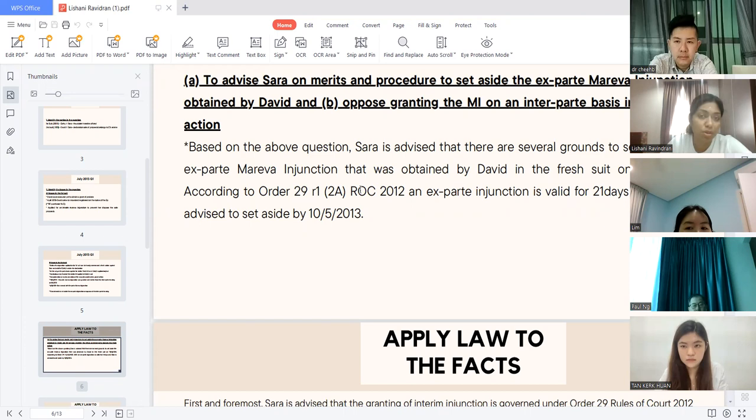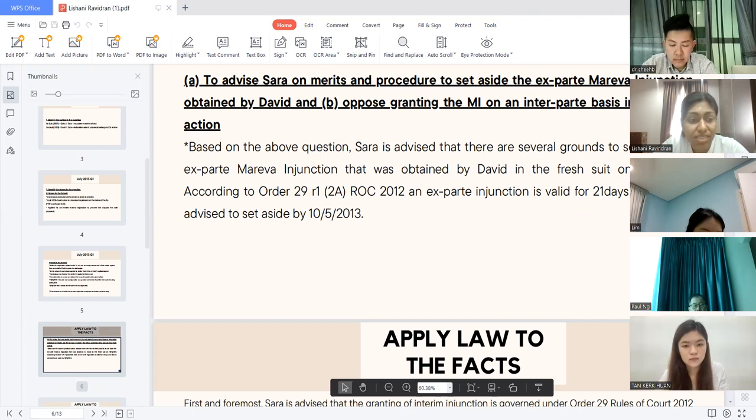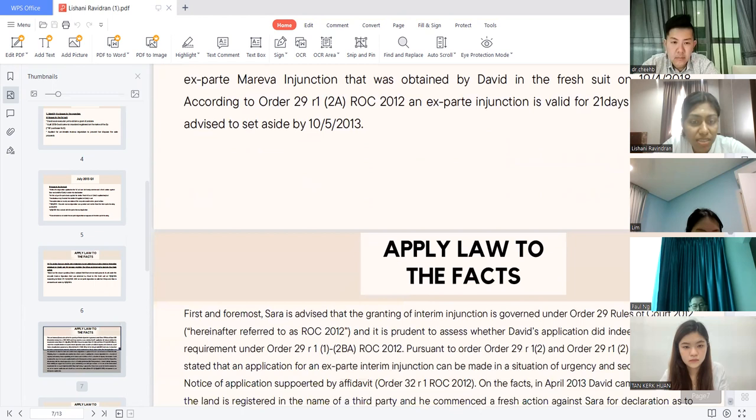So you can see an ex parte injunction is valid for 21 days, and Sarah is advised to set it aside by 10-5-2013. That's what I put. This is just the first point I already explained. No case, nothing. If you want to put a case, can, no problem. So first and foremost, this is how I start.